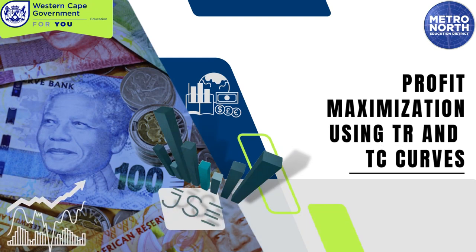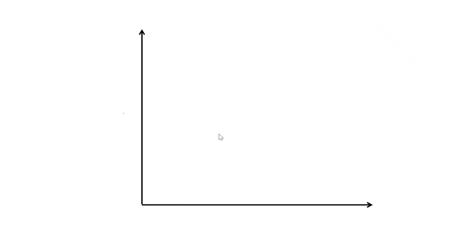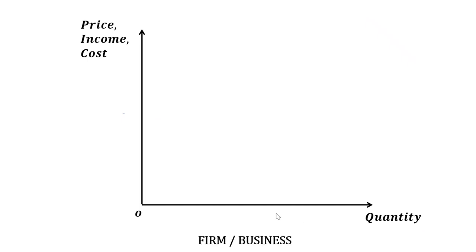Profit maximization using the total cost and total revenue curves under perfect competition. Now we are going to do it by using graphs. Like I've said in the previous session, when we draw graphs, we start with vertical, horizontal. This is our point of origin. We have to label the vertical axis, and in this case, it is price, income, and cost. Our horizontal axis is quantity, and now we are busy with the firm or the business.